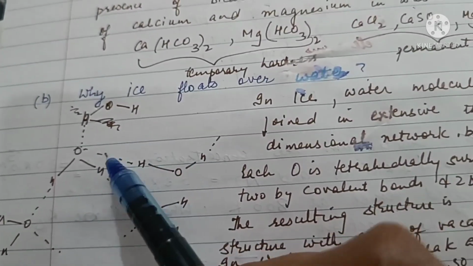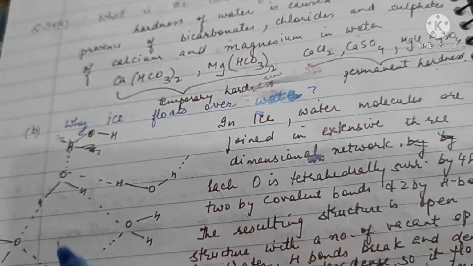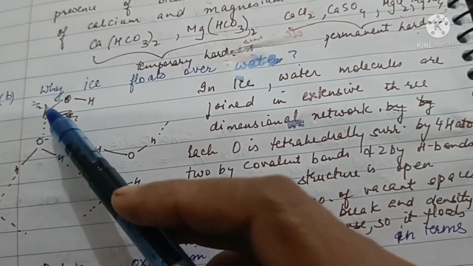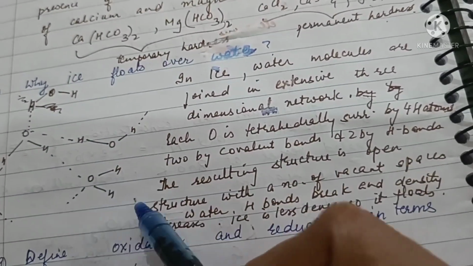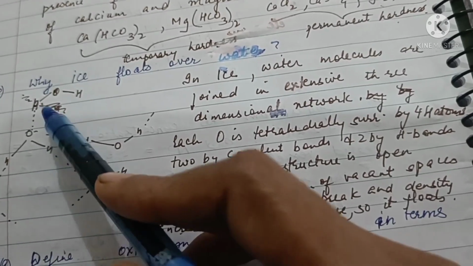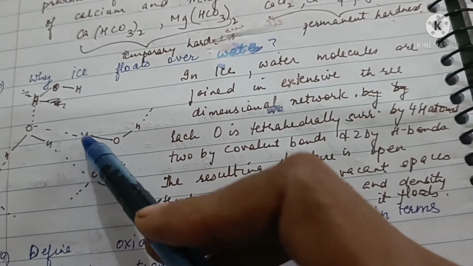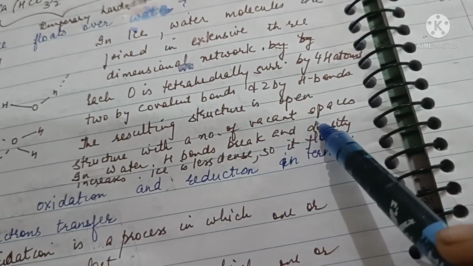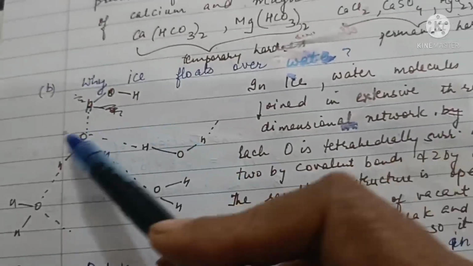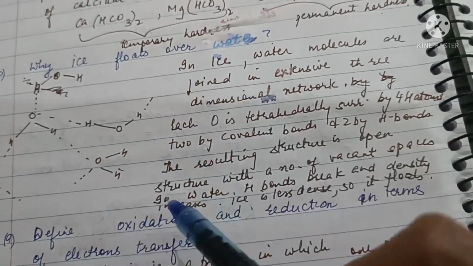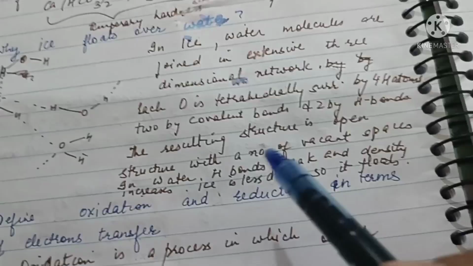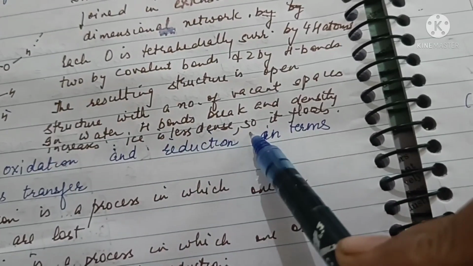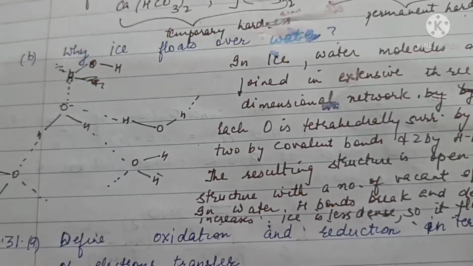Why does ice float in water? In ice, water molecules are joined in an extensive three-dimensional network in which each oxygen atom is tetrahedrally surrounded by 4 hydrogen atoms, 2 by covalent bonds and 2 by hydrogen bonds. As a result, the structure is an open structure with a number of vacant spaces, because of which its density is less. In comparison, in water the hydrogen bonds get broken and the molecules come closer, so density increases. So ice is less dense than water, so it floats on water.